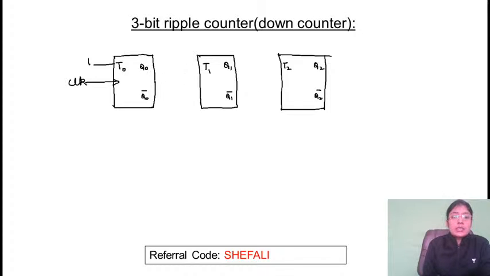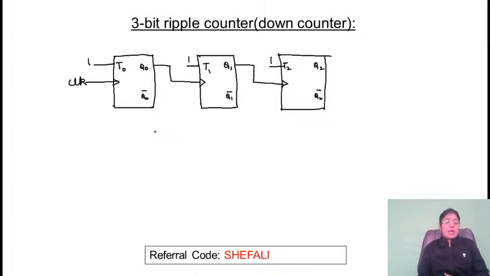Now this is positive clock, and we want to construct the down counter. If it's the positive clock, then it will be connected with what? It will be connected with Q0, the uncomplemented output. Input is set as 1. Now can you determine the outputs? Just apply the cycles and see what output you are getting.